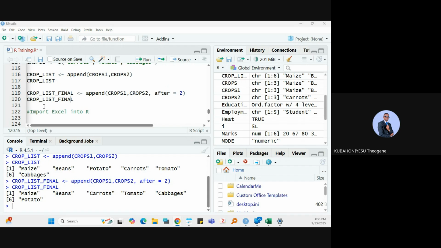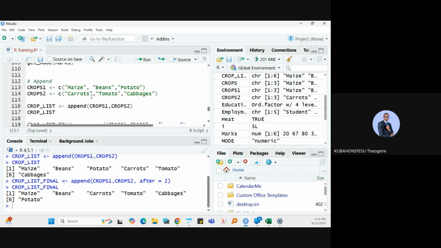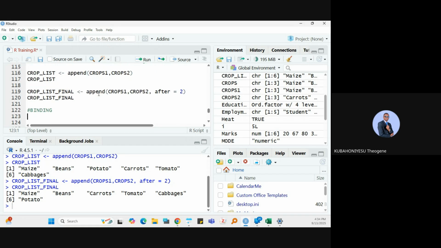Now let's say, for example, let me do what we call the binding. Exactly, because that's zero index. So how many crops do we have here? We have three in each list. Are you following? Yes. Now we reach the other interesting thing, which is called binding: C bind or column bind, or R bind, row bind. So you see, when you do append, it comes as a single list. But when you do bind, it comes as a table, as a data set. Okay?